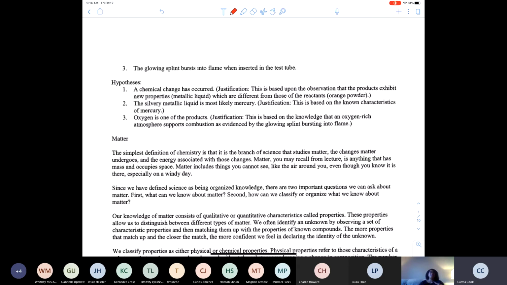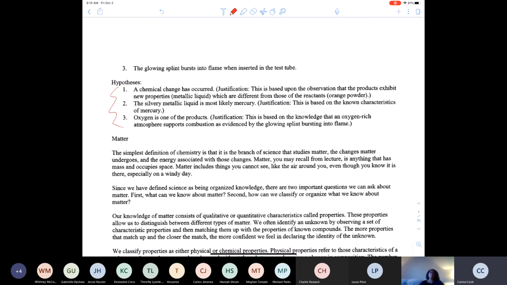But the chemical reaction that is catalyzed by the heat from that hot glowing splint breaks the bonds between the mercury and the oxygen, and you produce free mercury metal, and you've got some oxygen gas. And so based on all of those observations, we were able to form those three hypotheses. And so that's what you're going to be doing today.